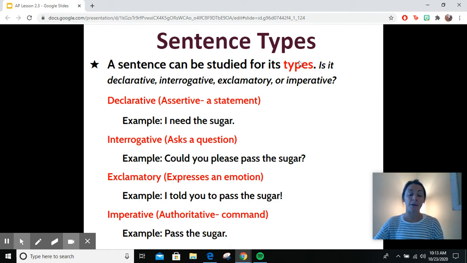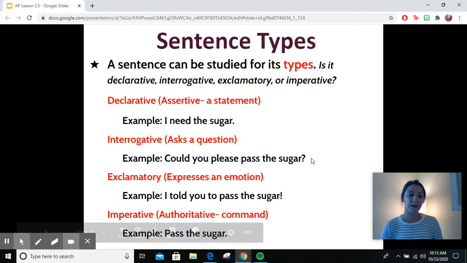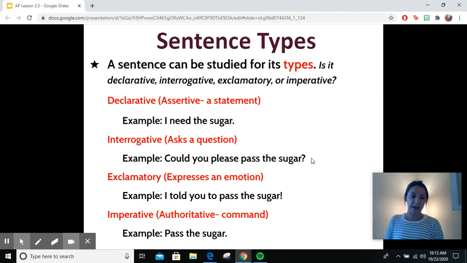Exclamatory expresses an emotion. So exclamatory, I think of an exclamation point. I told you to pass the sugar, right? And then last one, imperative. This is authoritative. There's a command here. An example would be pass the sugar, right? You are commanding somebody to do something.